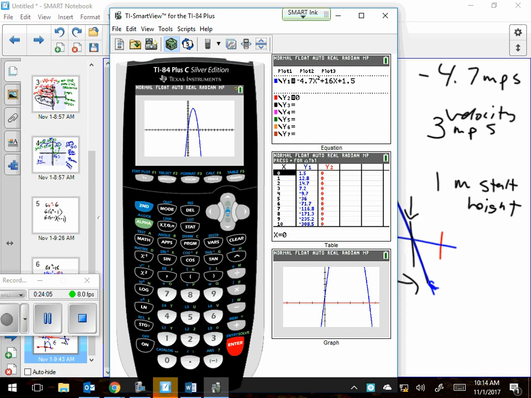And now I go second, calculate. How high was that thing? Second, calculate, the maximum. Left boundary, I'm to the left of it. Right boundary, I'm to the right of it. Guess, close enough. It says 15 meters, which is 45 feet.